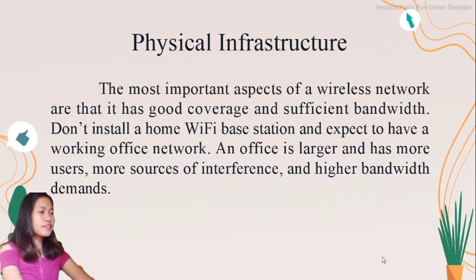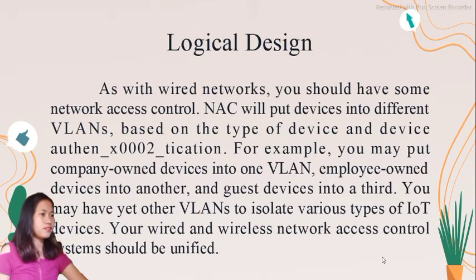Physical infrastructure. The most important aspects of a wireless network are that it has good coverage and sufficient bandwidth, that is, install at home Wi-Fi base station and expect to have a working office network. An office is larger and has more users, more sources of interference, and higher bandwidth demands.